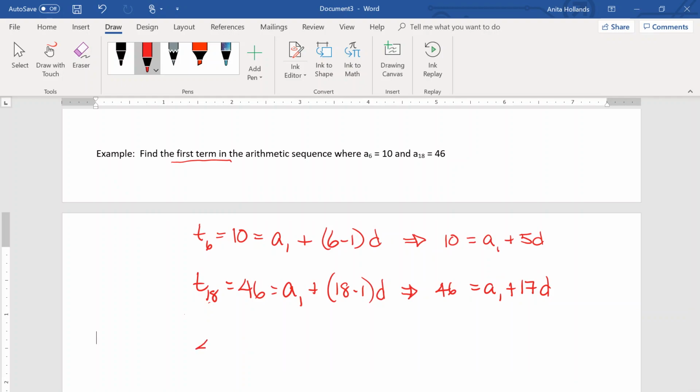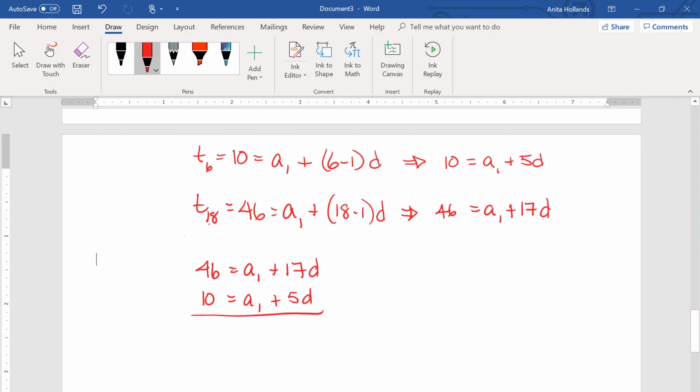So let's go ahead and do that. I'm going to write these, lining them up. 46 is equal to a sub 1 plus 17d, and 10 is equal to a sub 1 plus 5d. And now let's go ahead and subtract those. So 36 is equal to a sub 1 minus a sub 1, that's 0. 17 minus 5 is 12d. So now we have 36 is equal to 12d. We can divide by 12 to give us d is equal to 36 over 12, or 3.